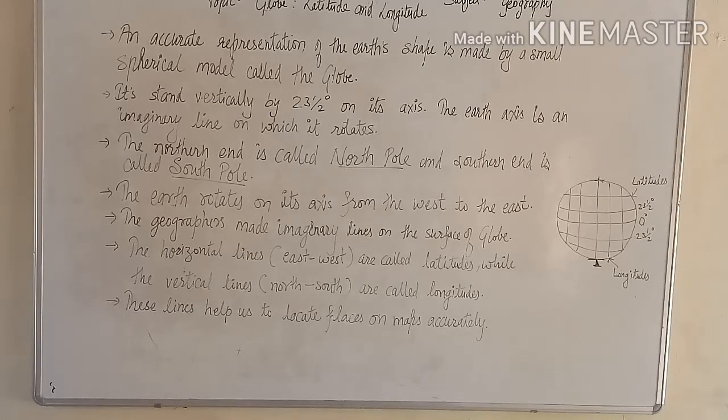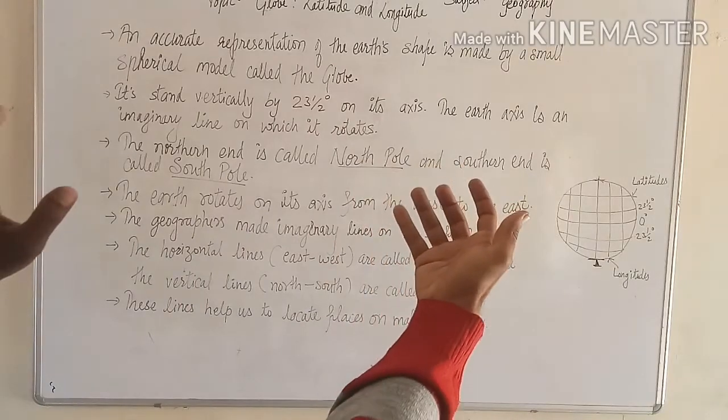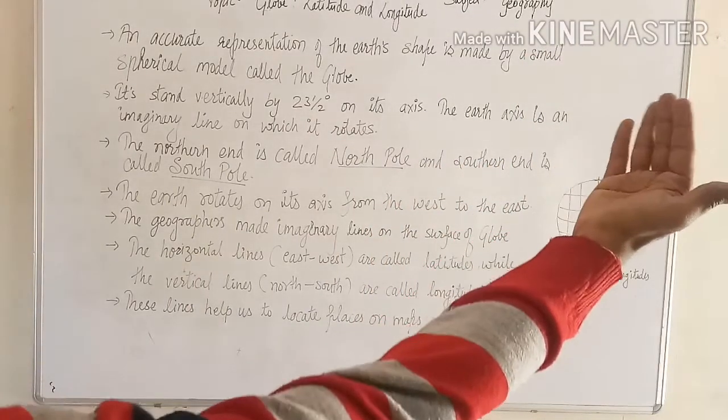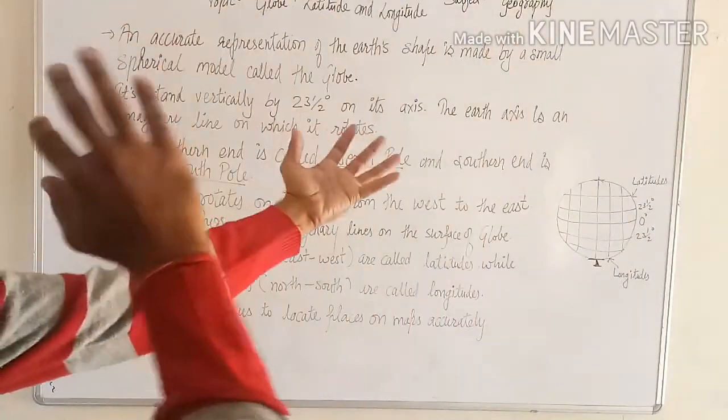Next, the northern end or northern point of the axis is called the North Pole, and the southern end or southern point is called the South Pole. The Earth rotates on its axis from west to east. That is the west side, that is east. Now west to east, like that.